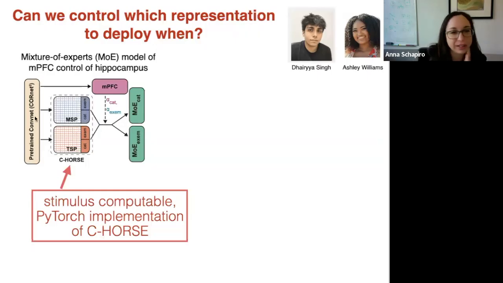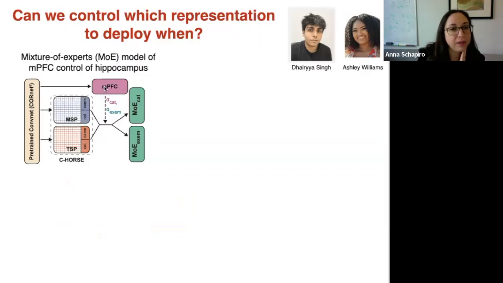But now you can take whatever your favorite ConvNet is and stick it in front of this model, and it can handle that input nicely. And so we can give it real images, which is great. And here we have this module that we're calling the MPFC that we're going to allow to learn how to deploy these two pathways as a function of the current task.